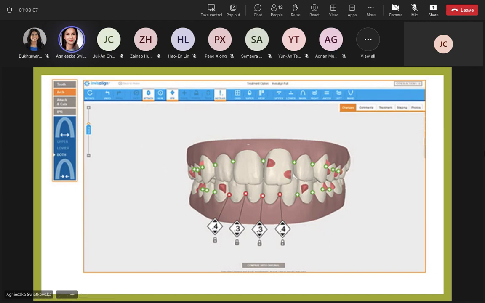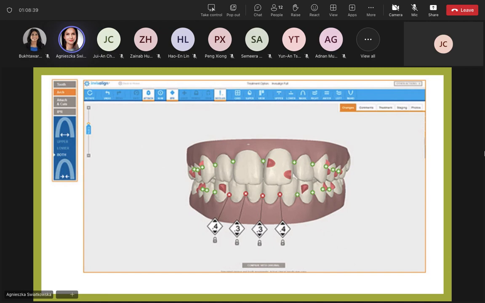What does stripping mean? Stripping is the method of reduction of the enamel on interproximal surfaces of adjacent teeth. So if we need more space between the teeth, but we don't need extraction, we can plan the stripping, like here. And this is information.